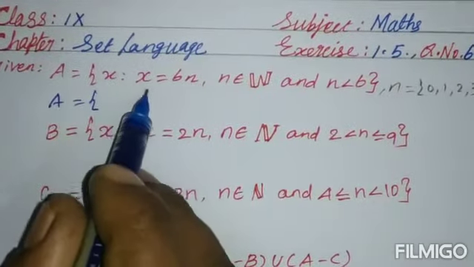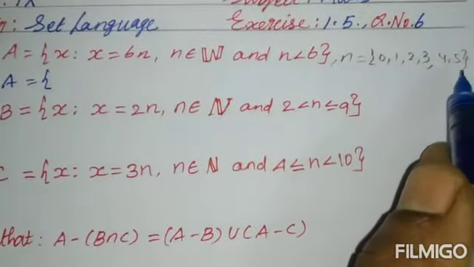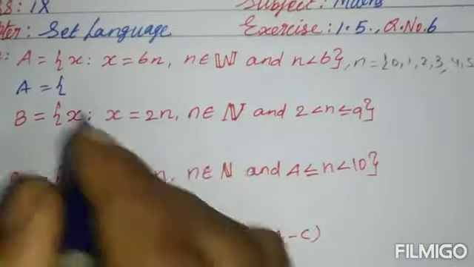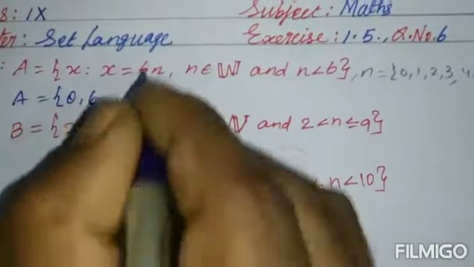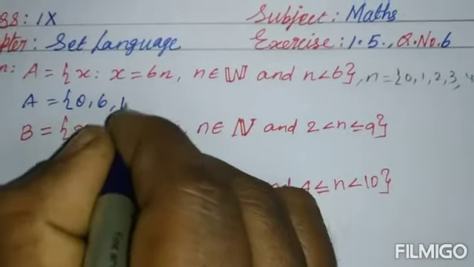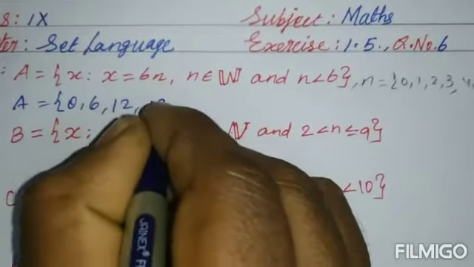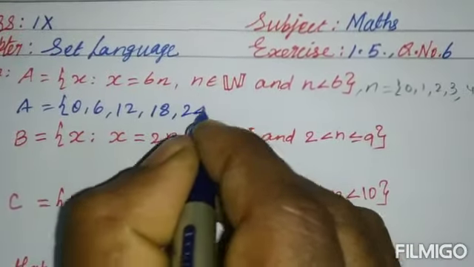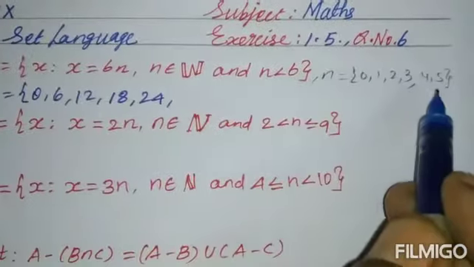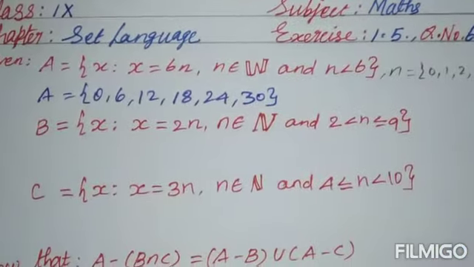So A is equal to x is equal to 6n. So now we are going to multiply 6 with these n values. First 6 into 0 is 0, then 6 into 1 is 6, then 6 into 2 is 12, then 6 into 3 is 18, then 6 into 4 is 24, then 6 into 5 is 30. So these are the elements of A.